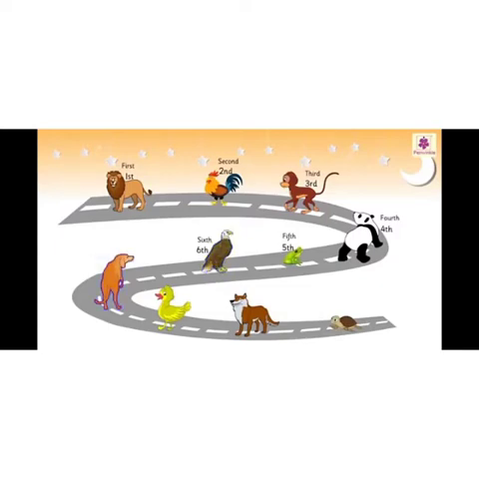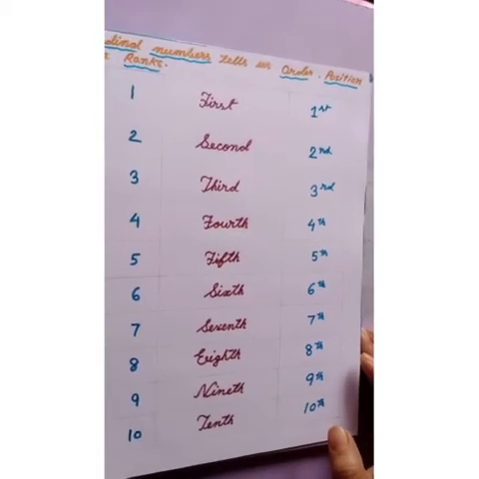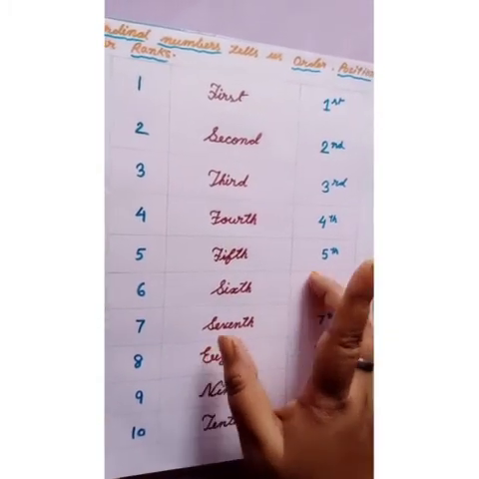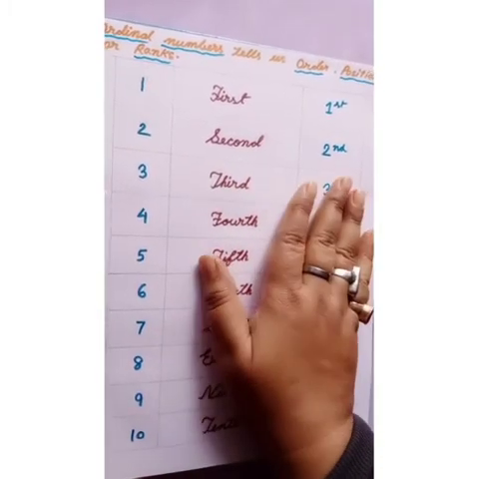The dog is in the seventh position. The duck is in the eighth position. The fox is in the ninth position. And the turtle is in the 10th position. Kids, our today's topic is ordinal numbers. Ordinal numbers tell us the order, position or rank of a particular object.